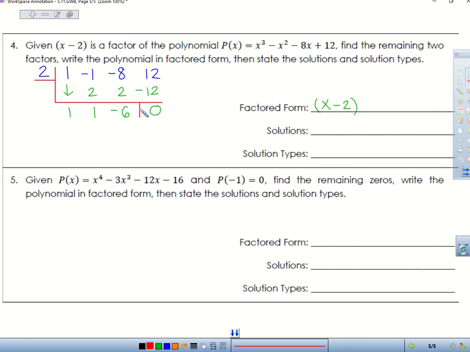How would I write this out as a polynomial? What would it be? x squared plus x minus 6. Good, x squared plus 1x minus 6. And now I have to factor the rest of this by hand. What are some factors of negative 6 that would add up to 1? 3 and negative 2. Very good. So those are going to get added into our factored form.